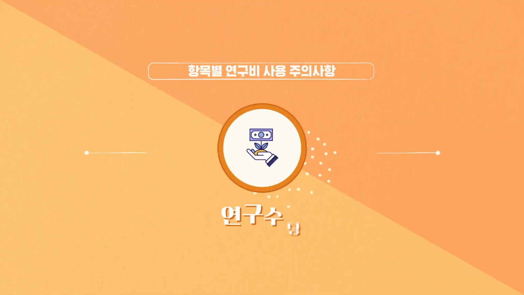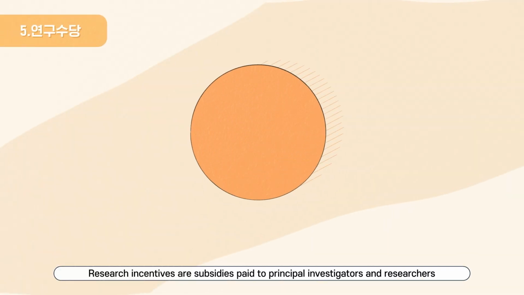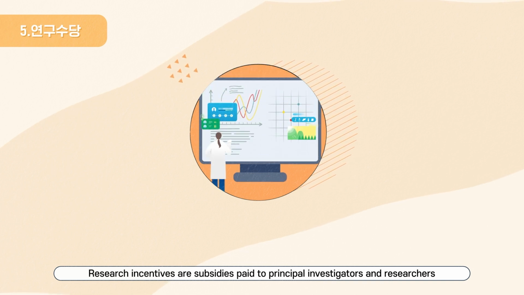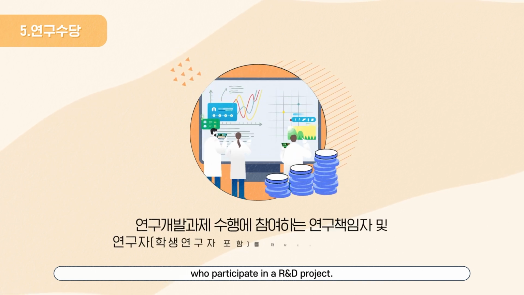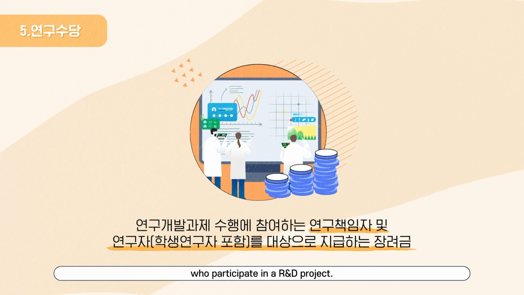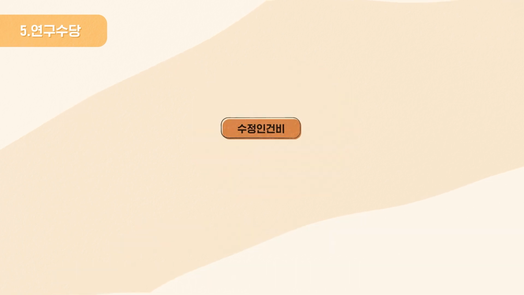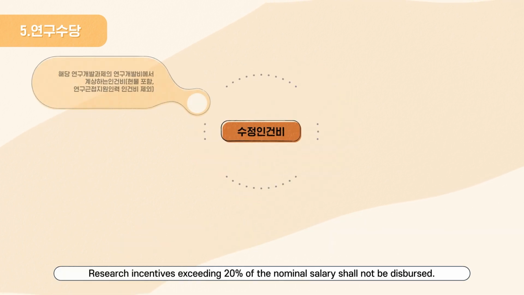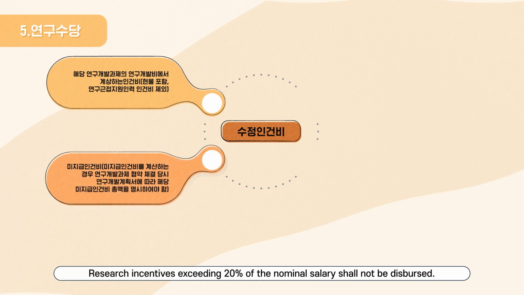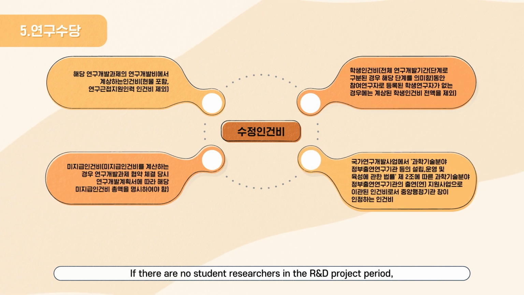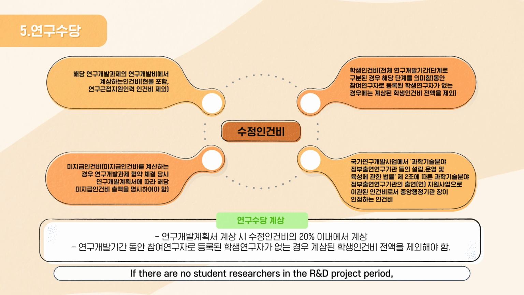Research incentives. Research incentives are subsidies paid to principal investigators and researchers who participate in an R&D project. Research incentives exceeding 20% of the nominal salary shall not be dispersed. If there are no student researchers in the R&D project period, all student labor costs included in the nominal salary should be excluded.